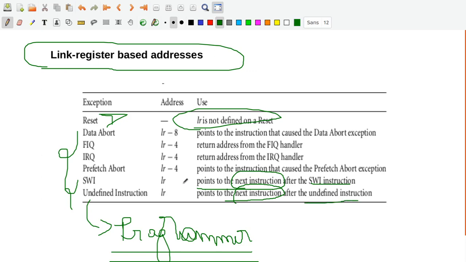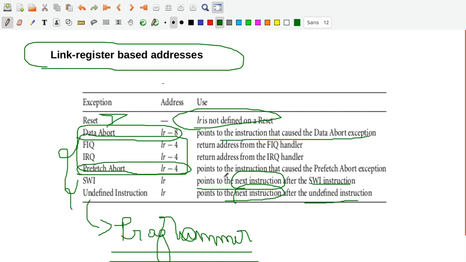Whereas with respect to the prefetch abort, data abort and the FIQ, let me first look at the data abort and prefetch abort. This is a better way of understanding. Here, the return address points to the instruction that caused the data abort exception, and to the instruction that caused the prefetch abort exception.